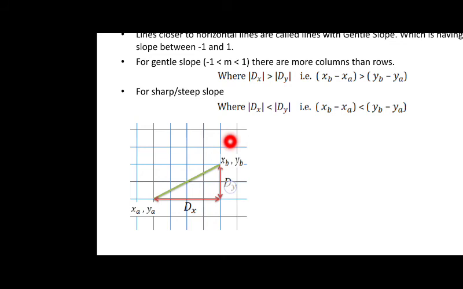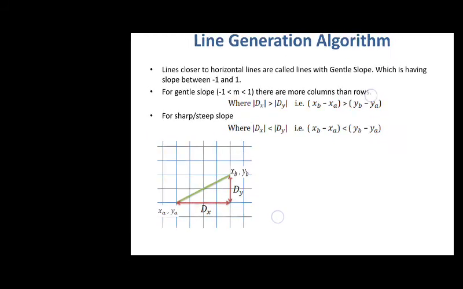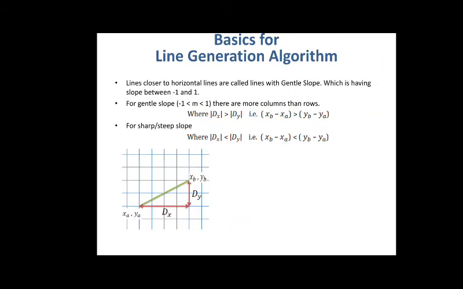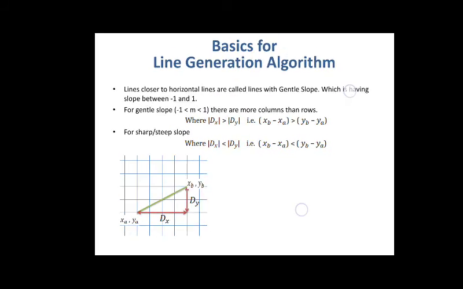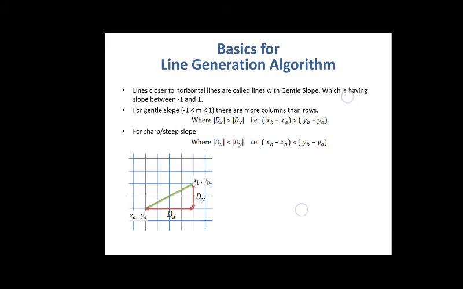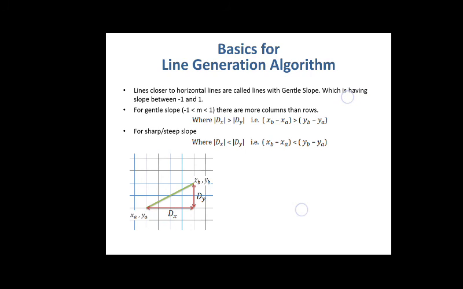Or whenever the slope value is between -1 and 1, at that time the line is having a gentle slope. So this kind of slope we are calling a gentle slope. In this slope we can calculate the columns, and the columns are more than rows, that is called a gentle slope. This is a very important term, gentle slope and steep slope. So we are going to use these terms again and again.